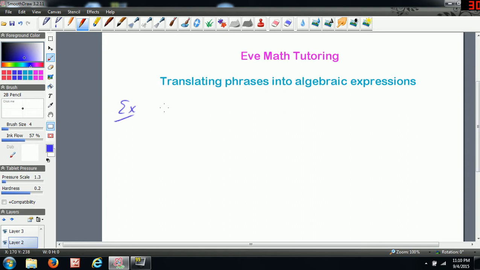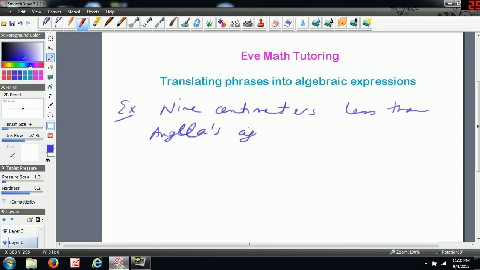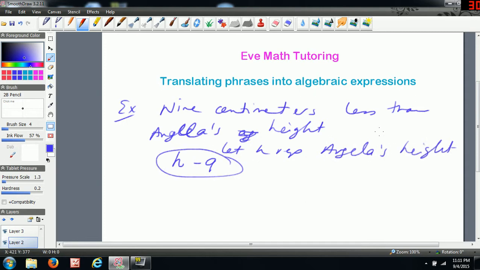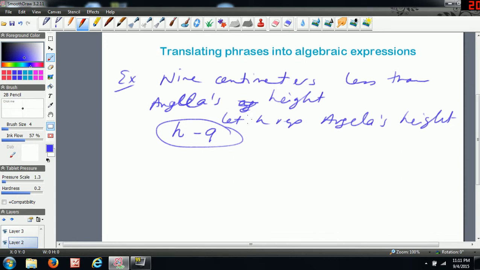We could try something like 9 centimeters less than Angela's height. If we let h represent Angela's height, then it would just be h minus 9. Let h represent Angela's height, then h minus 9 would be our algebraic expression for 9 centimeters less than Angela's height.